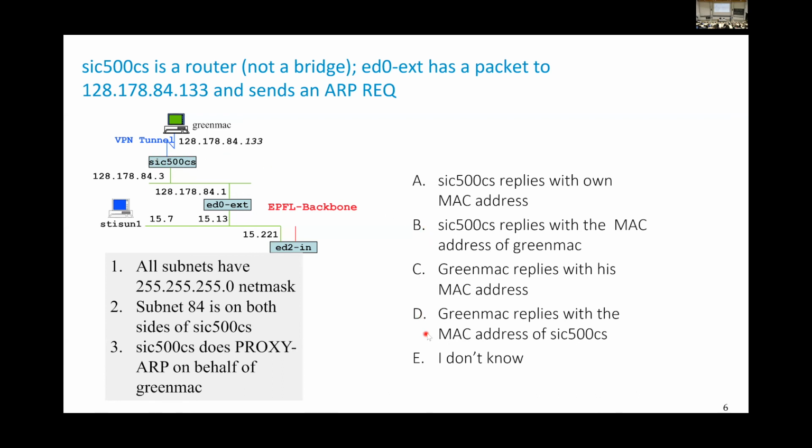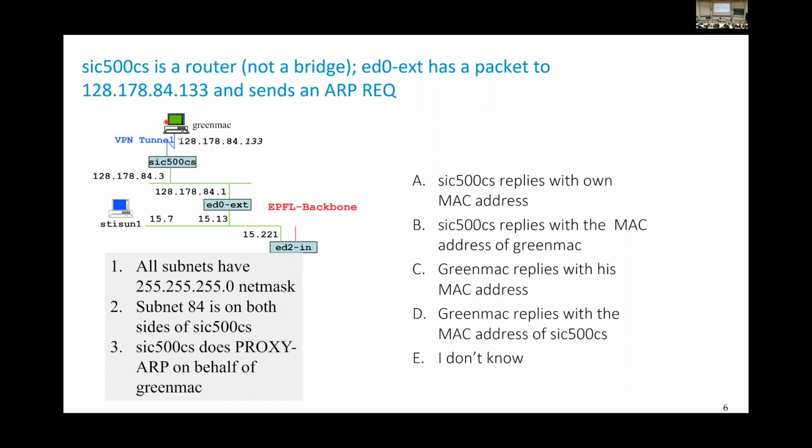All the other answers, well, we can examine them, but they don't make sense because, for example, if you reply with the MAC address of Green Mac, well, the MAC address of Green Mac is of no use, right? The MAC address of Green Mac is usable only at home between me and my ADSL modem. But the MAC address of a machine that's not on the same LAN as you is not even visible to you. So there's no use of having this MAC address.